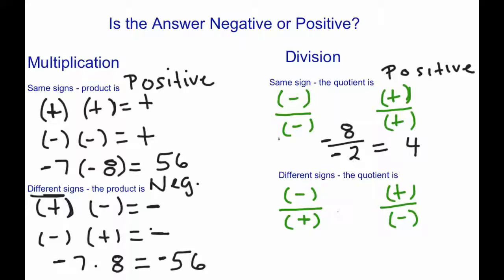And if the signs are different, the quotient will be negative, whether it's a negative divided by a positive or a positive divided by a negative. So I could write negative 8 divided by 2. 8 divided by 2 is 4. I have a negative divided by a positive, therefore the sign is negative.